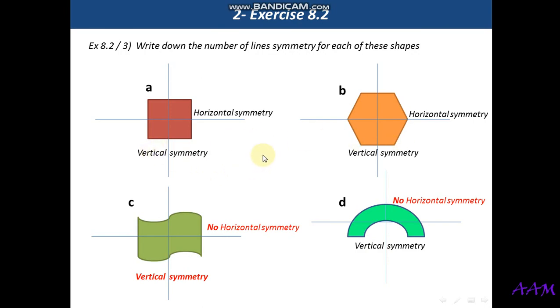And you know how to see that. Horizontal symmetry is when the upper side looks like the lower side, and vertical symmetry is when this side looks like this side, the left side looks like the right side, or the right side looks like the left side.